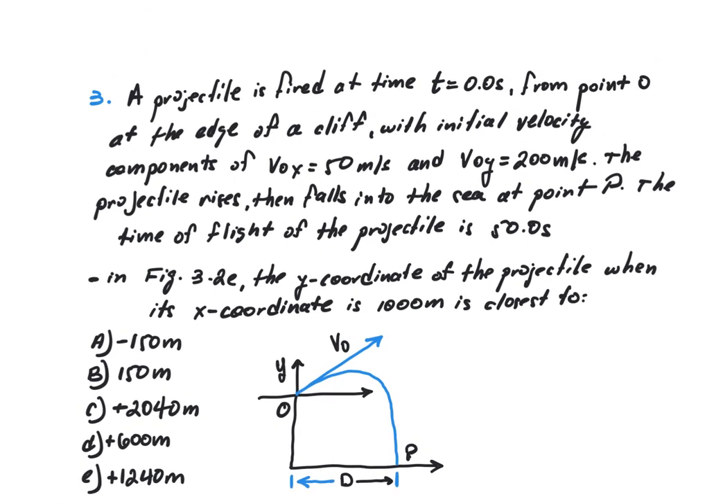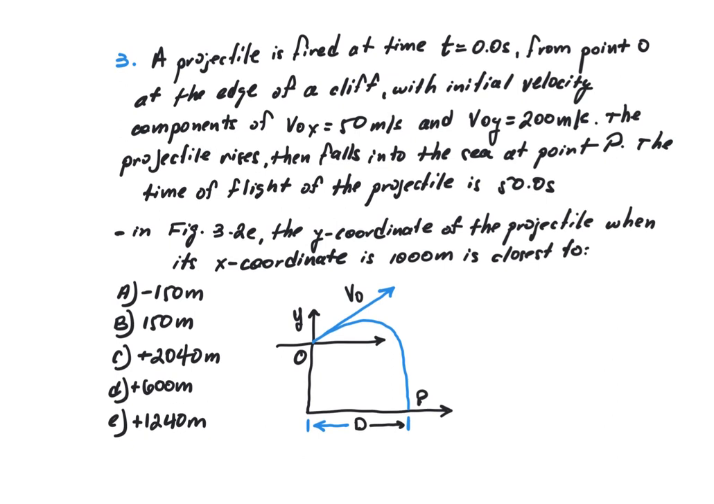Alright, so question 3 says a projectile is fired at time 0 from point O at the edge of the cliff with initial velocity components of x being 50 meters per second and the initial velocity of y being 200 meters per second. The projectile rises and falls into the sea at point P. The time of flight of the projectile is 50 seconds. In figure 3.2, the y-coordinate of the projectile when its x-coordinate is 1,000 meters is closest to.